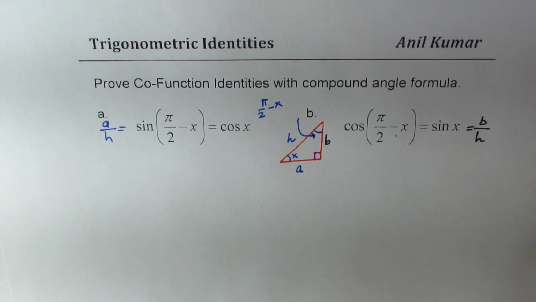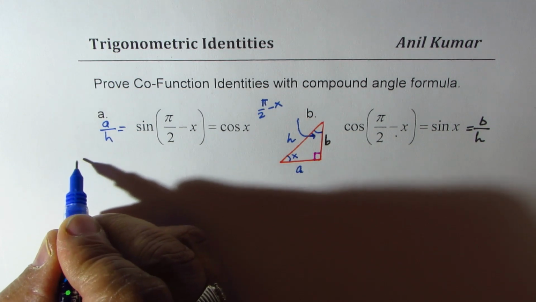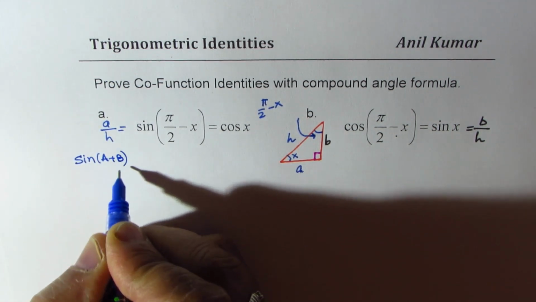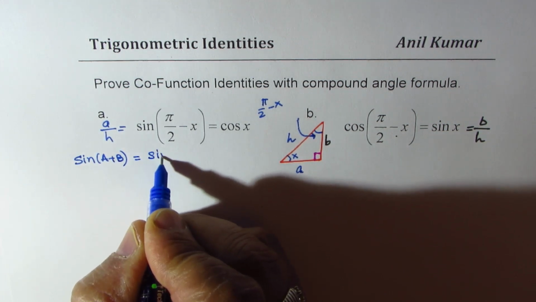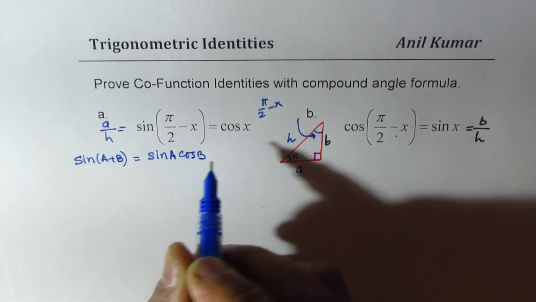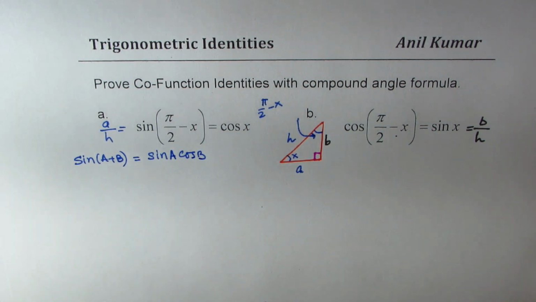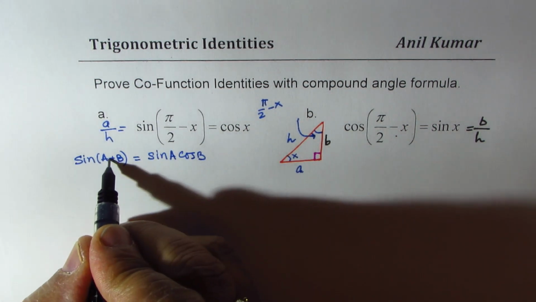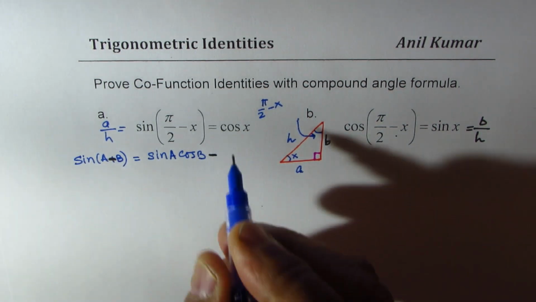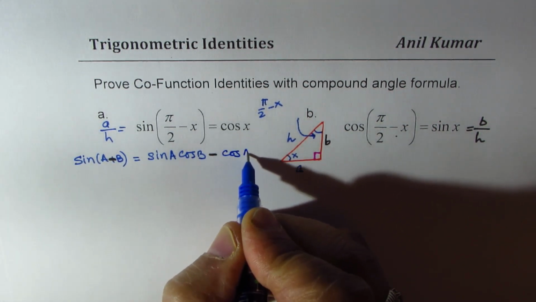Now let us see how to prove it, correct? So we'll start with the compound angle formula, which is sine a plus b equals sine a cos b plus cos a sine b. Since this is minus, we'll write sine a minus b equals sine a cos b minus cos a sine b.